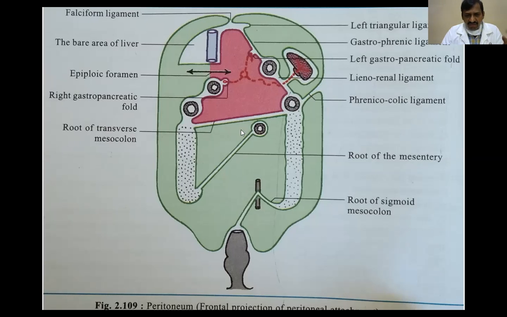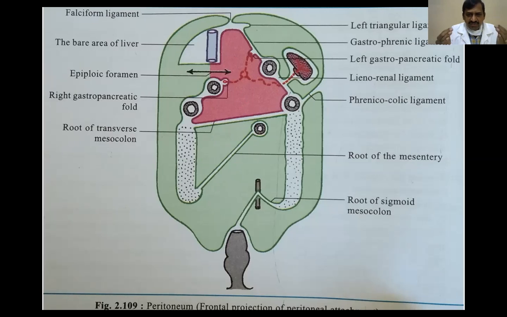The infracolic compartment is again divided into two parts, right and left, by the root of the mesentery. That is, the right and left infracolic compartments. Basically, the total peritoneal cavity is divided into two parts.